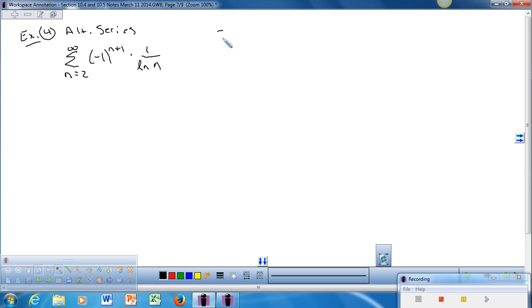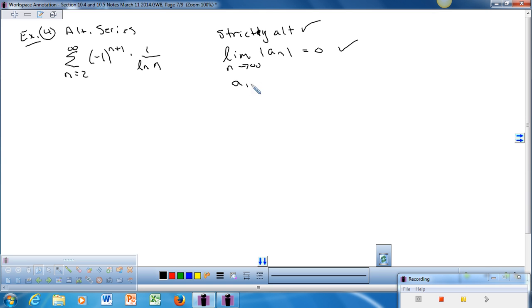Would this be strictly alternating? It would, because the natural log of n, as n gets large, stays positive, right? And the negative 1 to the n plus 1 would make each term change sign. So it is strictly alternating. Is the limit of the absolute value of a sub n as n approaches infinity equal to 0? We ignore the alternating. Is the limit of this going to 0 as n gets big? It is indeed. And third, is it decreasing?